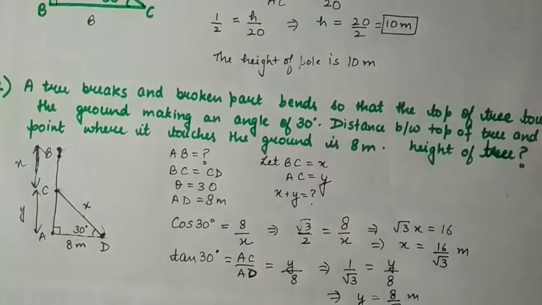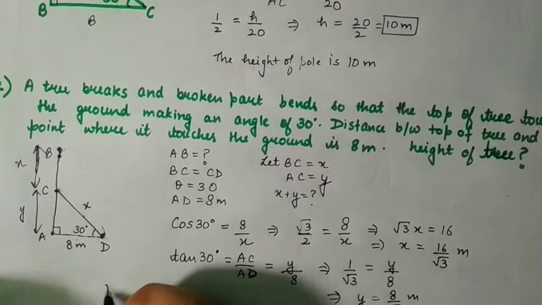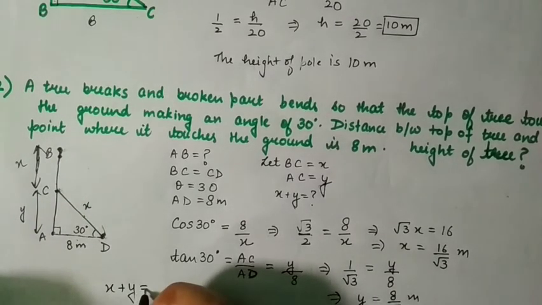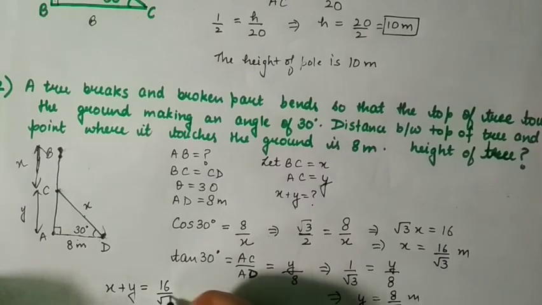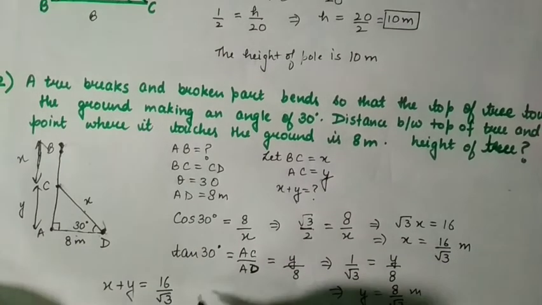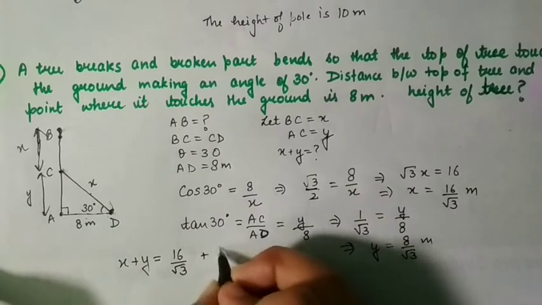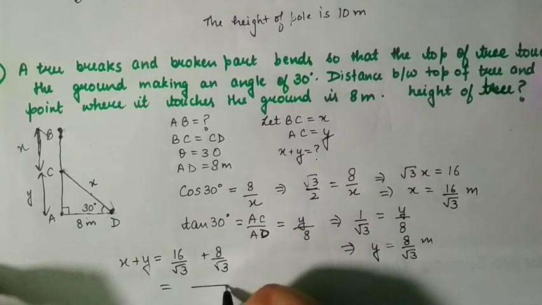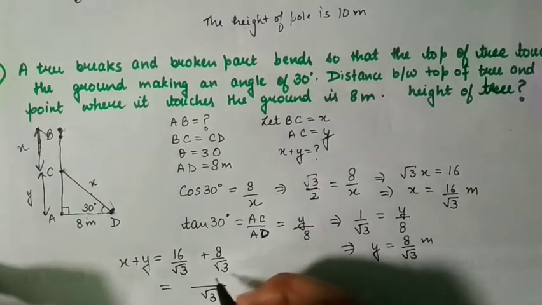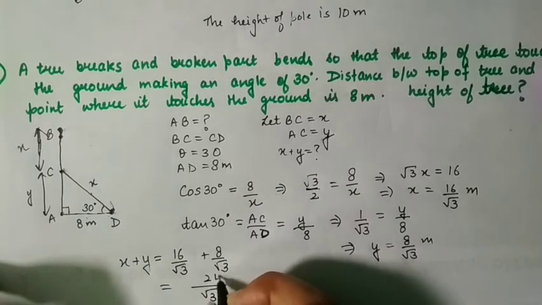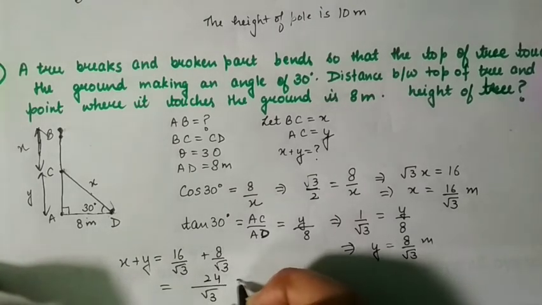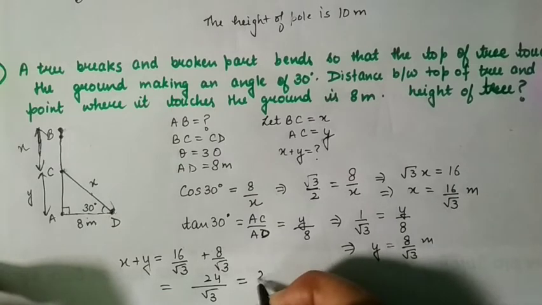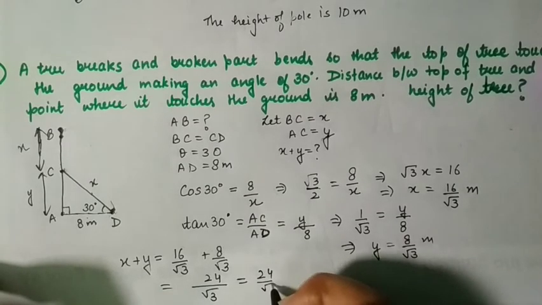Now what is the length of the tree? The length of the tree is X plus Y. X is 16 by root 3 and Y is 8 by root 3. So on adding, you will get root 3 as the LCM and 16 plus 8 is 24. So you get 24 by root 3.